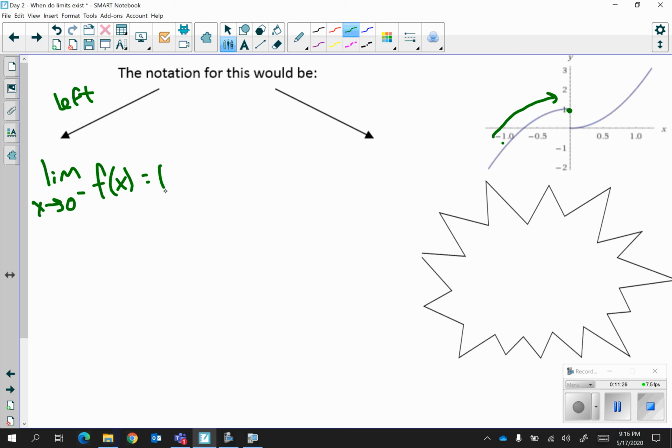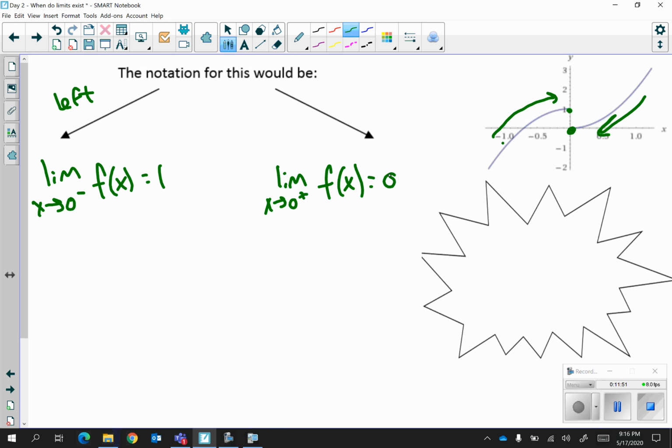And now we're going to go from the right. So we have the limit as x approaches 0 from the right, the positive x value side. So put a little plus in the top right-hand corner of f of x. As we come from the right, we go to 0.